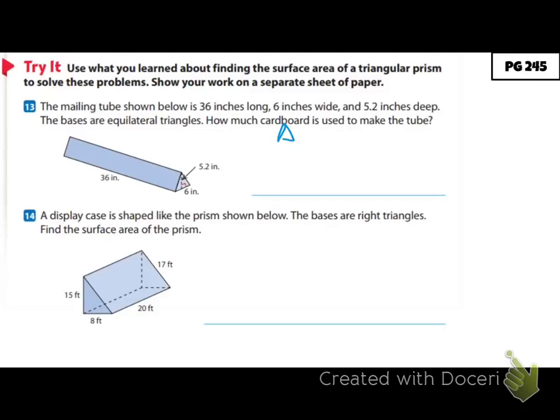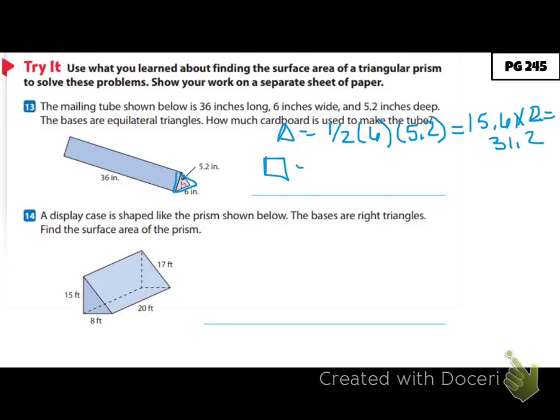Okay, so let's start with our triangles first. So we're going to start with this. We have 1/2 times the base, which is 6, times the height, which is 5.2. So when we multiply that out, half of 6 is 3, and then 3 times 5.2 equals 15.6. But there's 2 of them, so I multiply that by 2, and it gives me a total of 31.2.